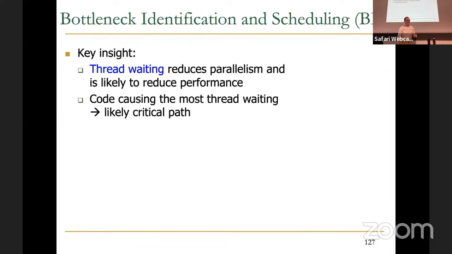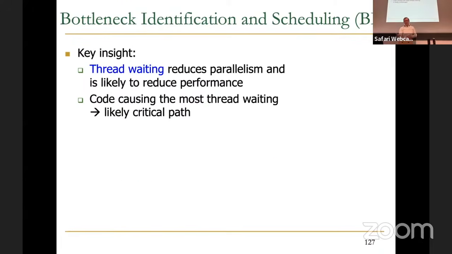So the key insight here is actually very simple. We're going to go to the fundamentals. What causes thread waiting is not good, because thread waiting is probably loss of parallelism. If a thread waits, that's not good. It reduces parallelism and is likely to reduce performance. And the other intuition is that code causing the most thread waiting is likely on the critical path. This is not always the case, of course, but this is a heuristic that we're going to use to decide what code to prioritize to accelerate.